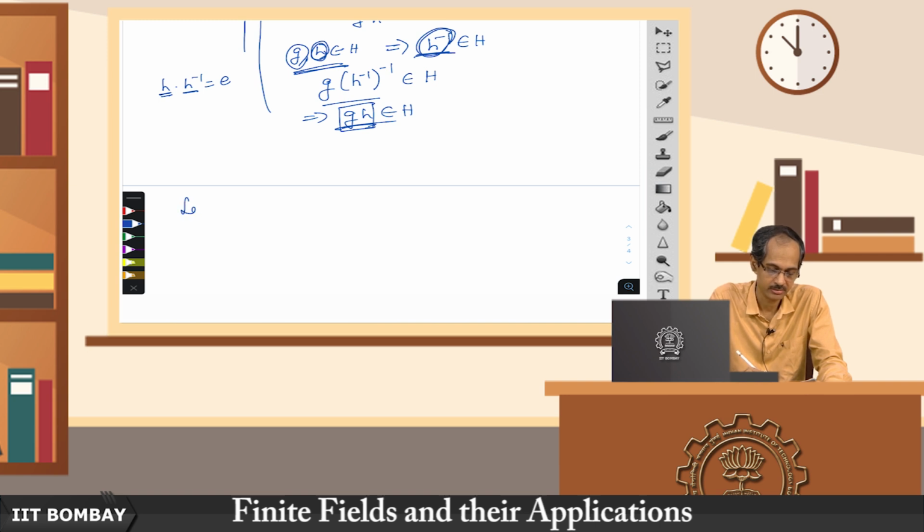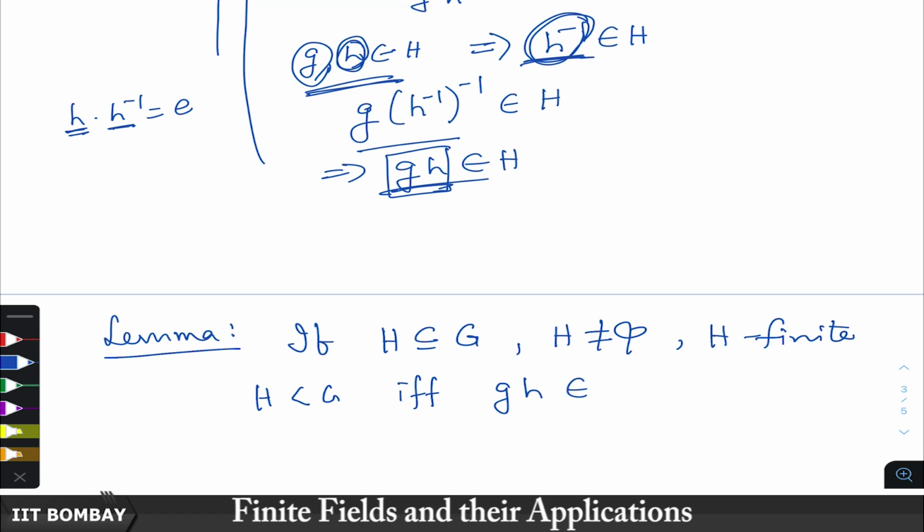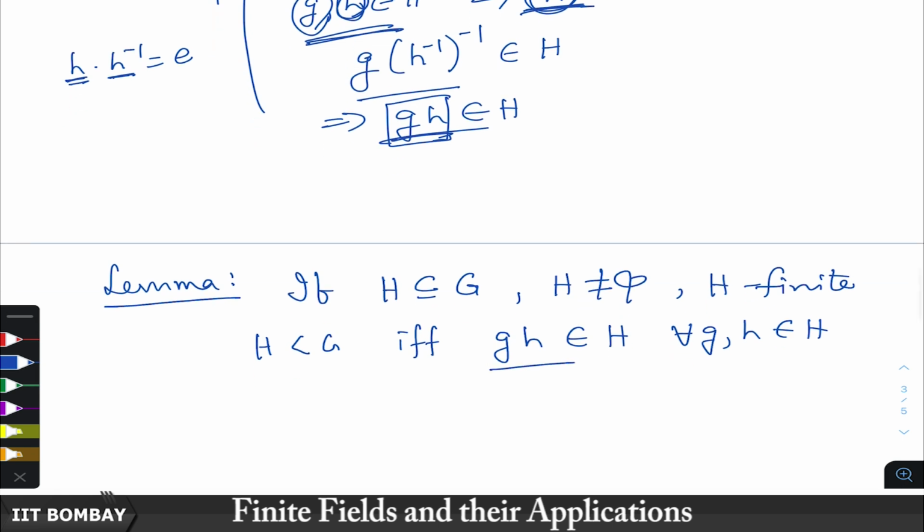So, here is a lemma. If H is a subset of G, H not equal to phi, the empty set, H finite, then H is a subgroup of G if and only if g h is in H for all g, h in H. So, just this inverse need not be checked. It is not that it will not hold, it will hold, but it need not be checked.